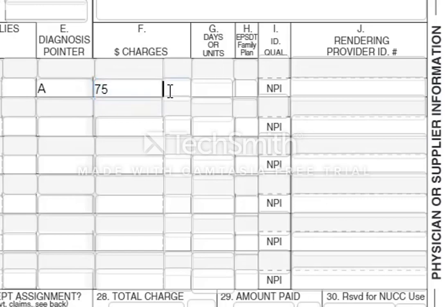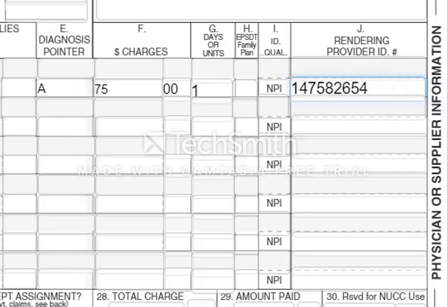Make sure to treat that dotted line as your decimal point, and make sure to fill in 24G. Remember, if you don't have any units or quantity specified, it's a quantity of 1. Block 24H will be left blank, since this only deals with Medicaid, and we'll also leave Block I for 24 blank as well. We will put that rendering provider's NPI number into Block 24J.